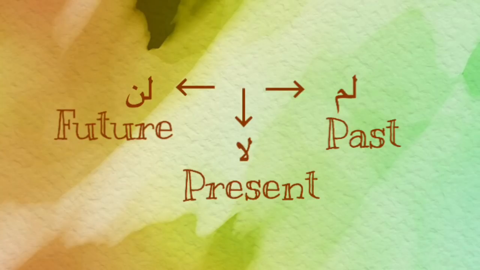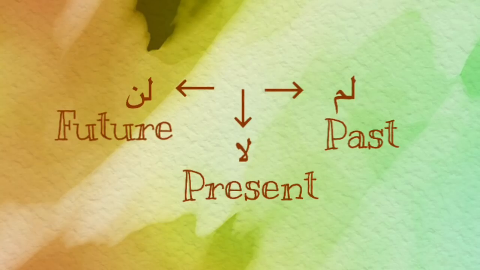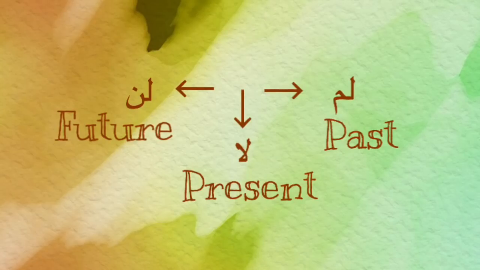In Arabic, we keep the verb in present, and what makes us know in which time we are speaking is the word before the verb. We have actually three words. The first one is lam, which stands for didn't in English. The second is la, which stands for don't. And the third is lan, which stands for will not. So past, present, future. After these three words, we put the verb in our present tense.